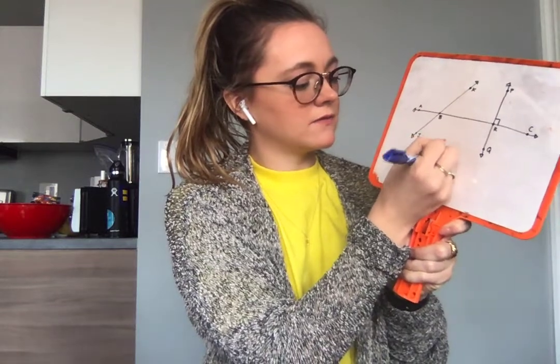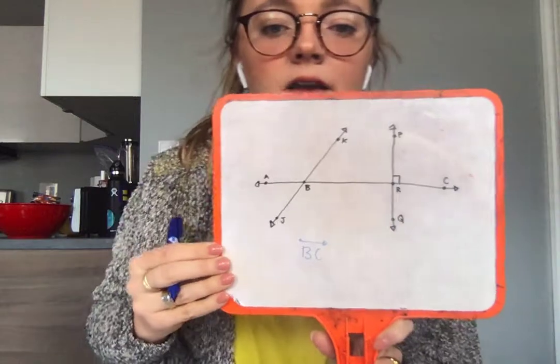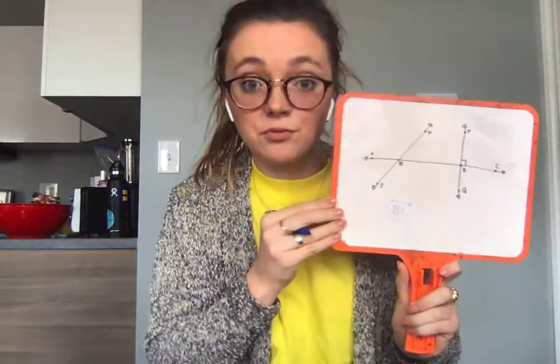And remember, this is review. I write this like this. I write BC with a line and a little arrow on the end. So I've identified a ray.